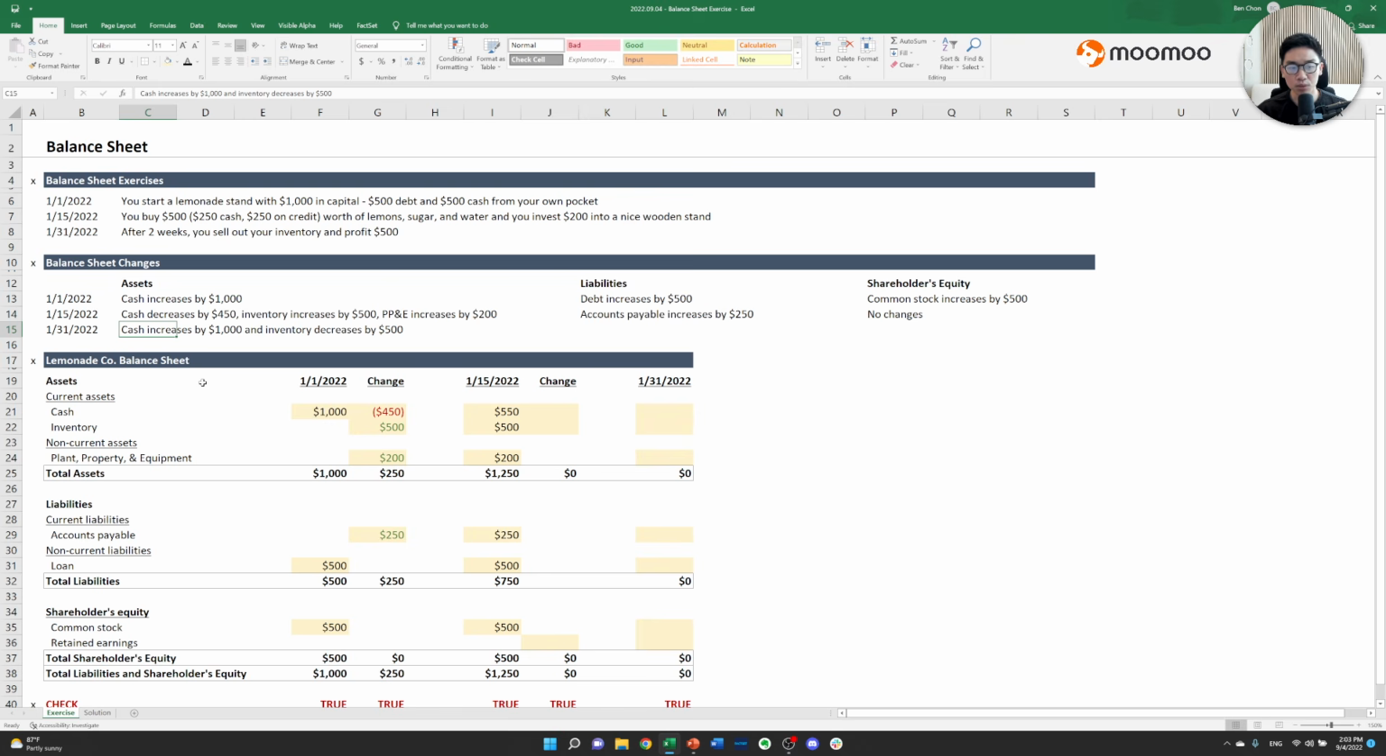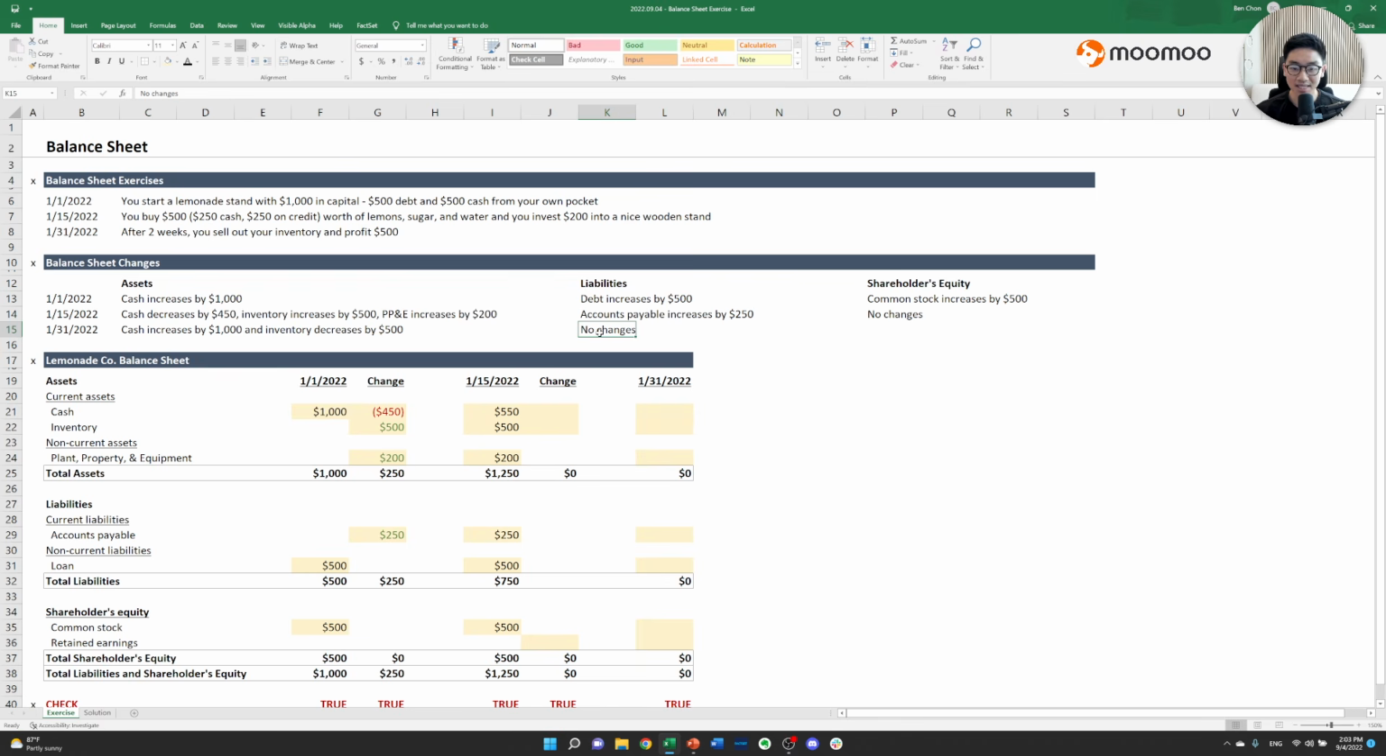So if you sold out your inventory and you profited $500, then you have to, by definition in this example, have received $1,000 in cash, because you sell out your inventory, which costs $500. You profited $500, add those together, that's $1,000 in cash that you'll have in, let's say, the cash register for your lemonade stand. But your inventory has decreased by $500 because you sold out all your lemonade, right?